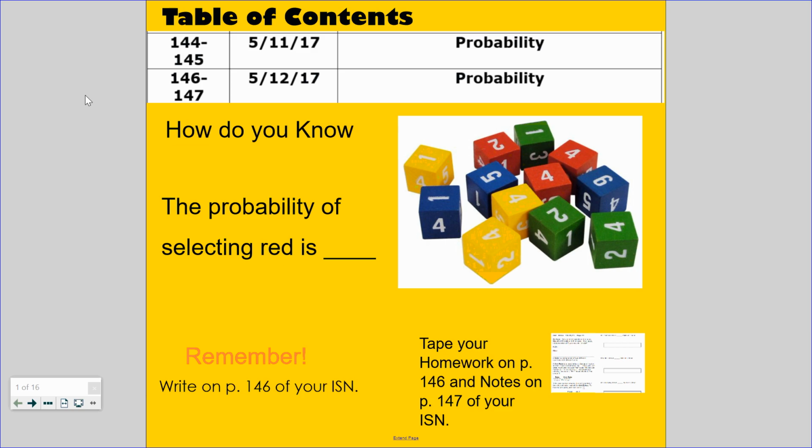Hello, this lesson is over simple probability again. However, this time we're going to be focusing more on number cubes, dice, in layman's terms or simple common language. So let's think. The probability of selecting red is what from this? Let's count how many cubes there are.